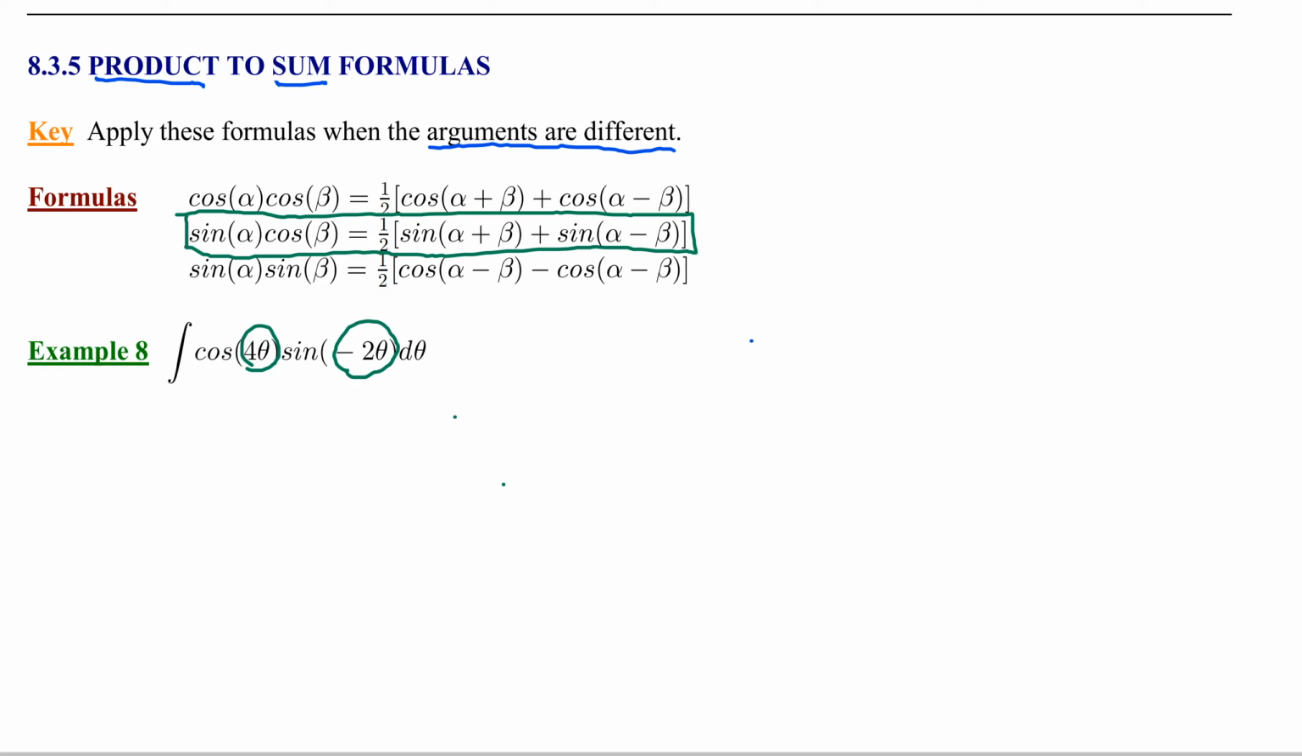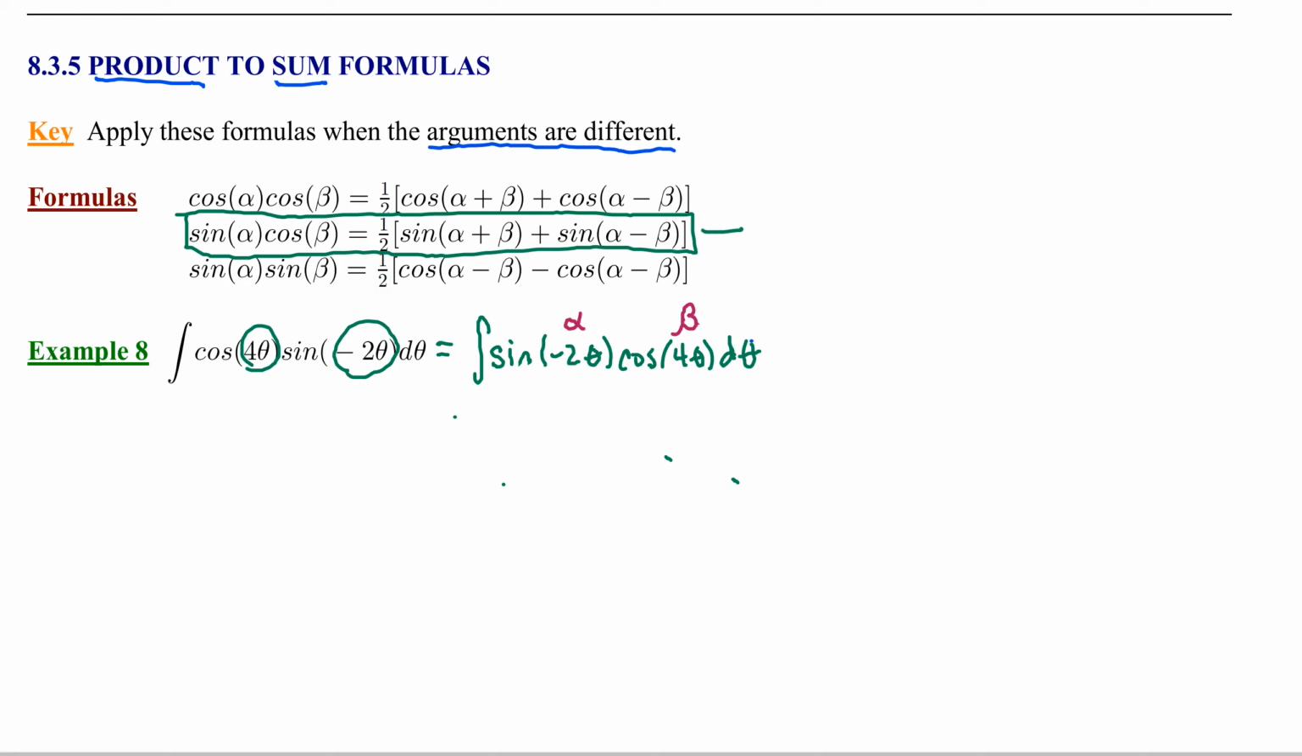Now, looking at the details of our problem and comparing it to the product to sum formula, notice the sine and cosine are out of order. So we simply need to recognize that alpha is going to be the argument of sine, beta is going to be the argument of cosine. One way to really simplify this process is I'm just going to flip those 2 around and write it as sine of negative 2 theta cosine of 4 theta d theta. Again, I'm doing this for the simplicity of recognizing that the first argument will be alpha, the second argument will be beta when we expand into a sum.